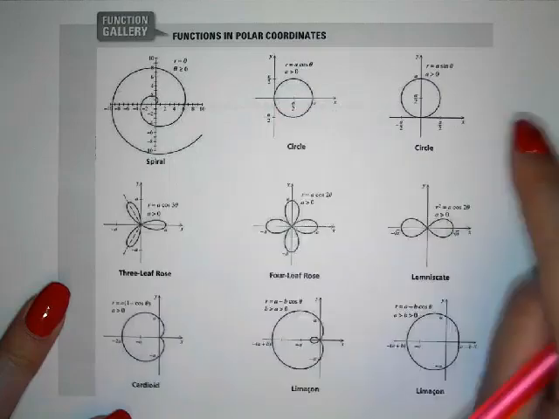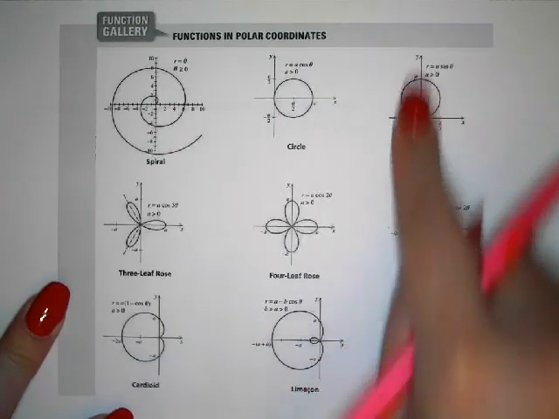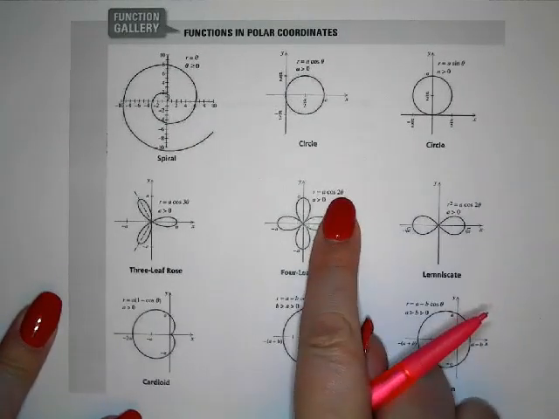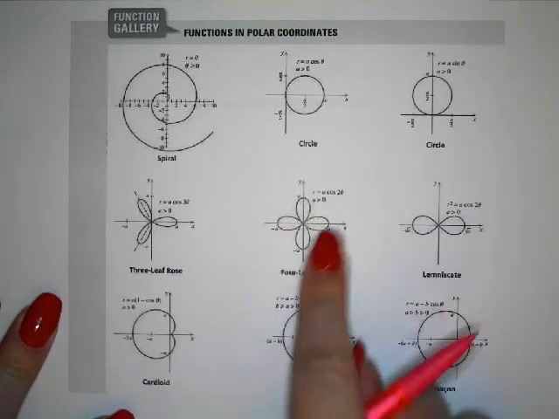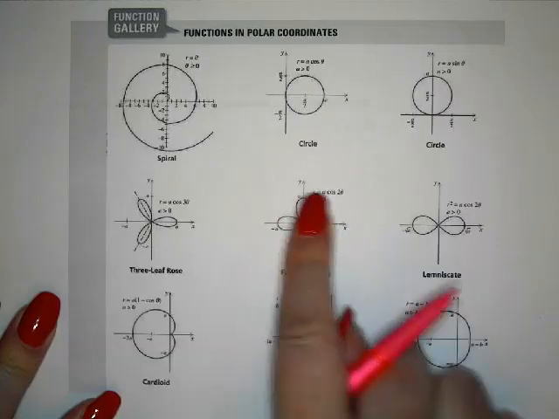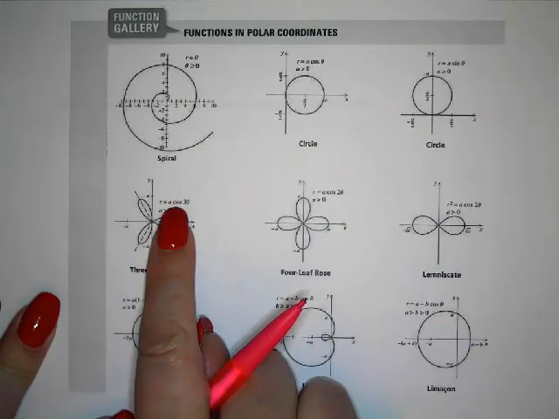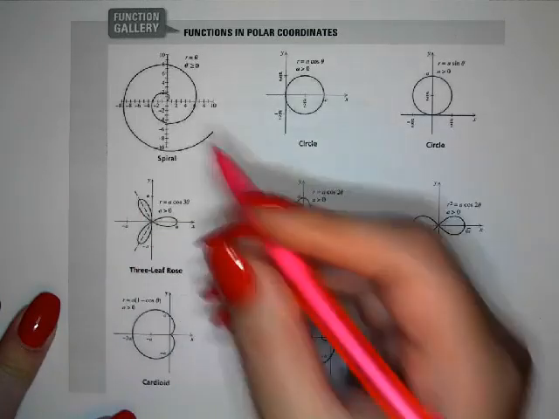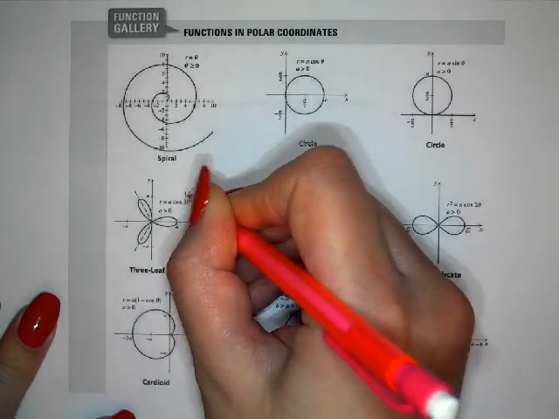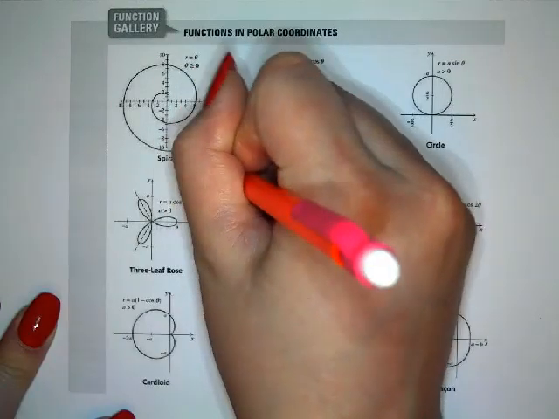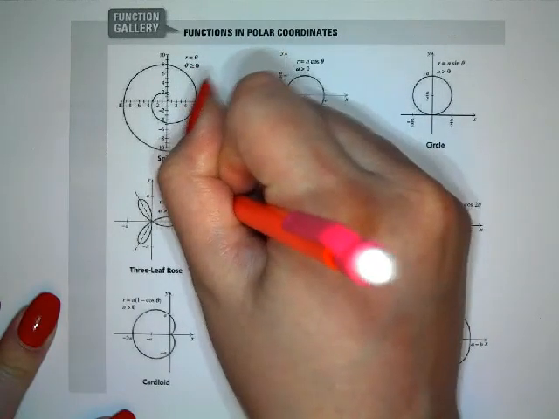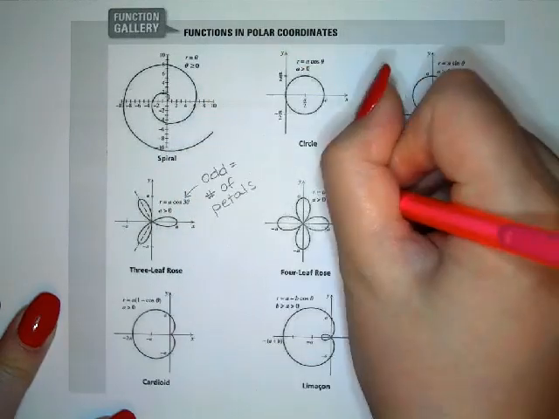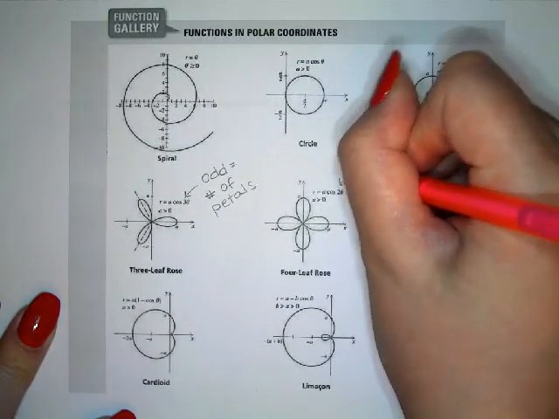So that's something that's kind of interesting. You'll notice this says cos 2 theta, and it gives you 4 petals. It gives you double the number of petals that you have. This is cos of 3 theta, and it gives you 3 petals. So if you have an odd number here, it's exactly the number of petals. If you have an even number here, then you double the number of petals.